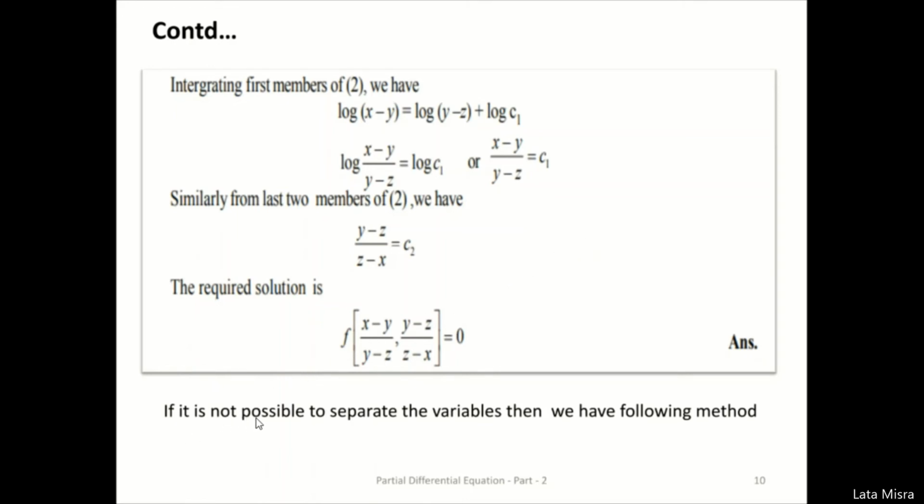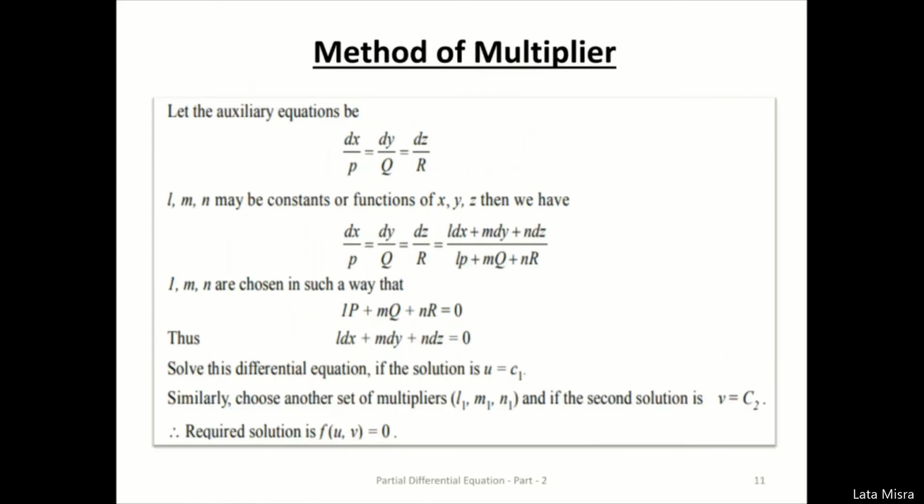If it is not possible to separate the variables, then we have to follow another method, and that method is the method of Lagrange's multiplier. In this method, we write the auxiliary equation as usual, dx/p = dy/q = dz/r. In this method, we choose l, m, n as Lagrange's multipliers, where l, m and n are constants or may be functions of x, y and z.